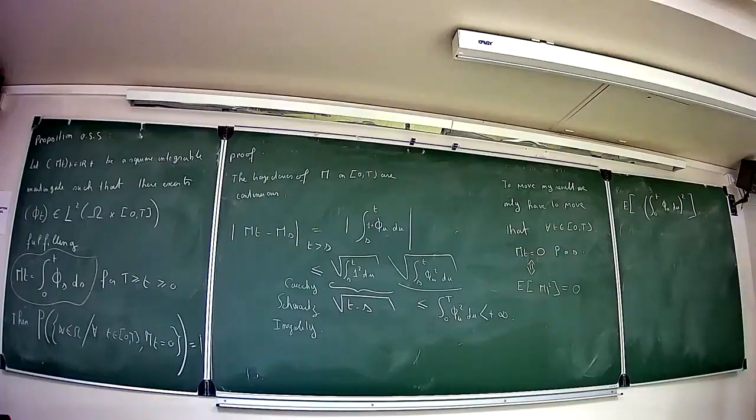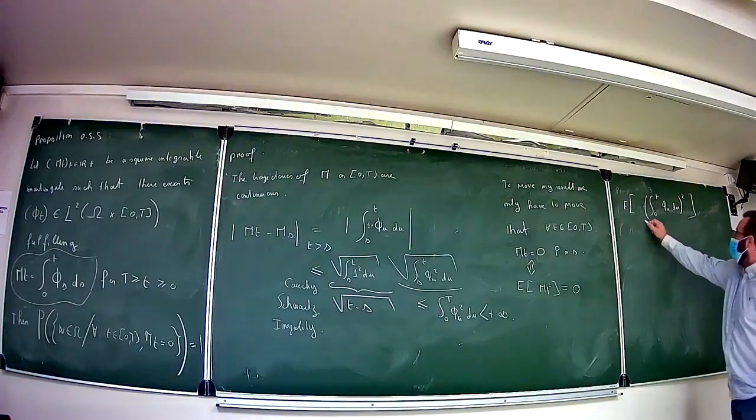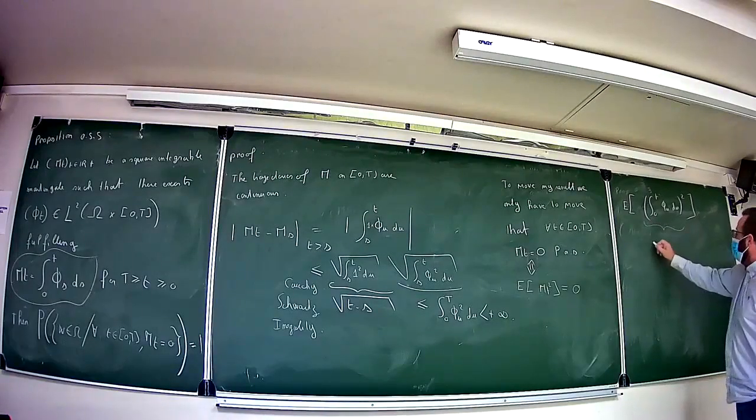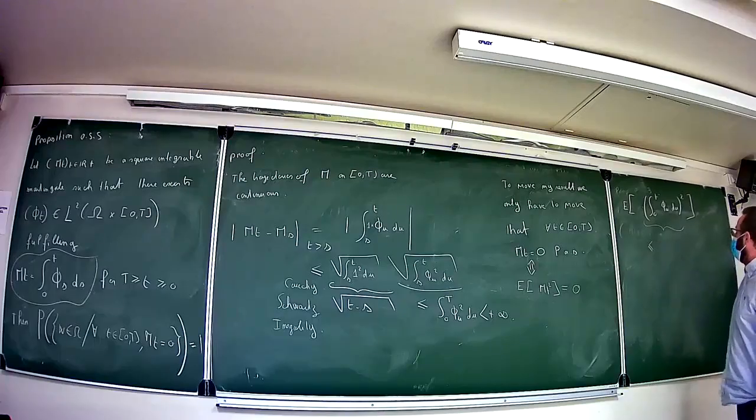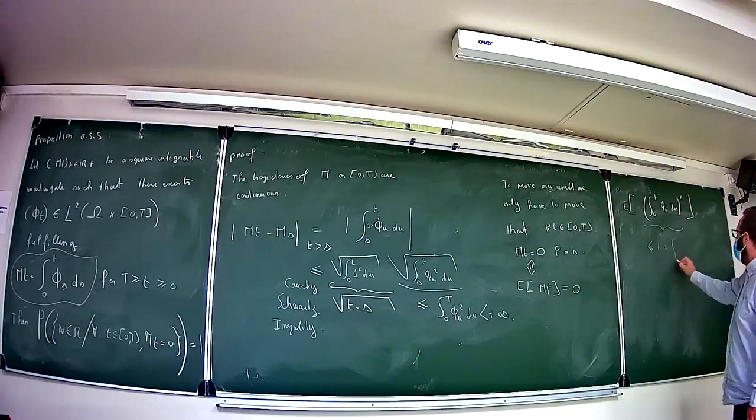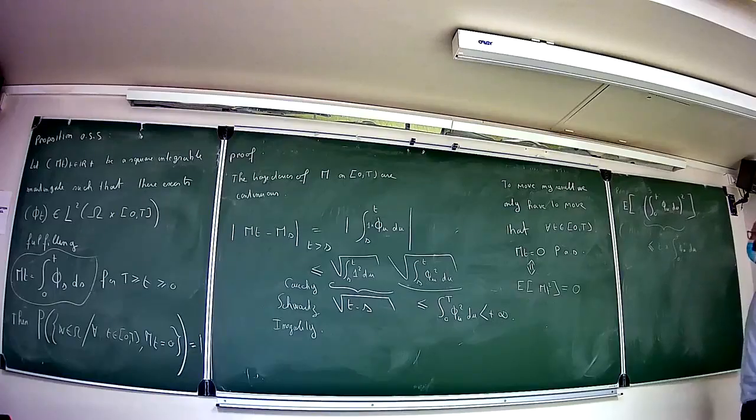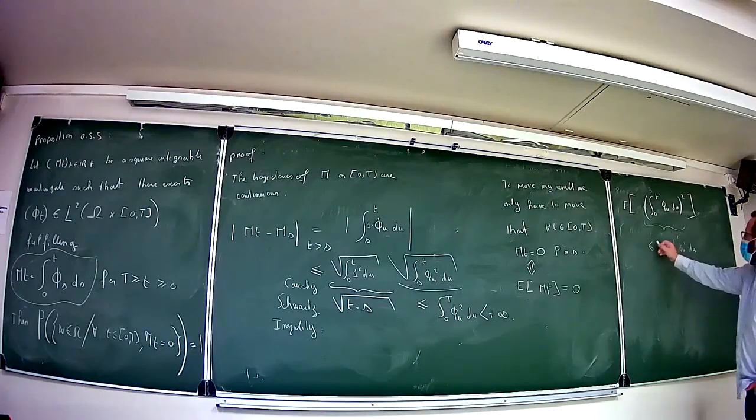So I can give a bound to this one. I can write that it is less than t times the integral between 0 and t of phi u square du, with an expectation before.